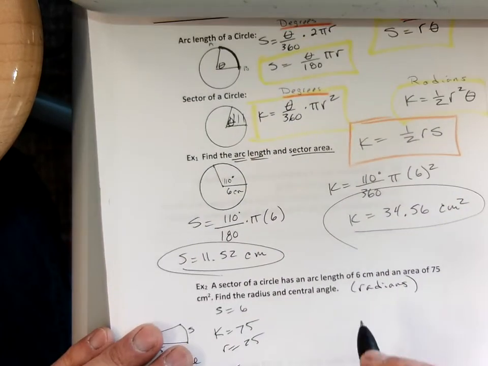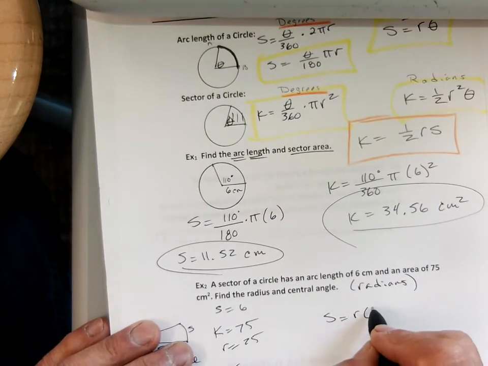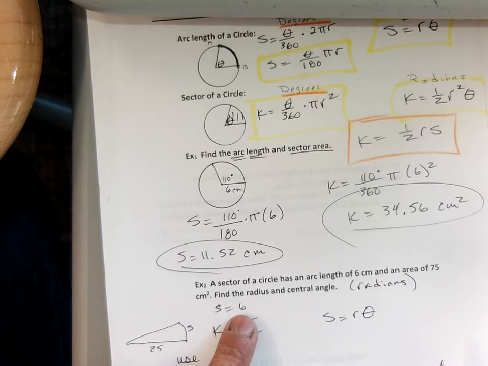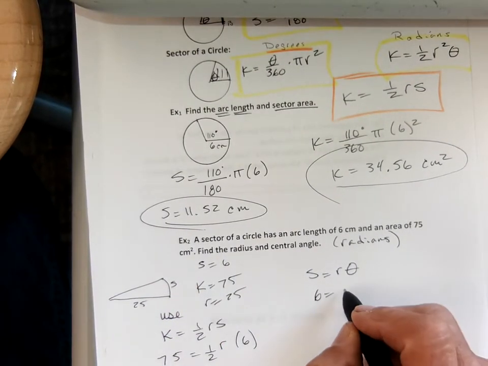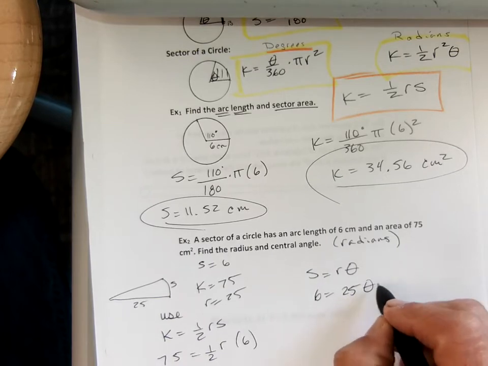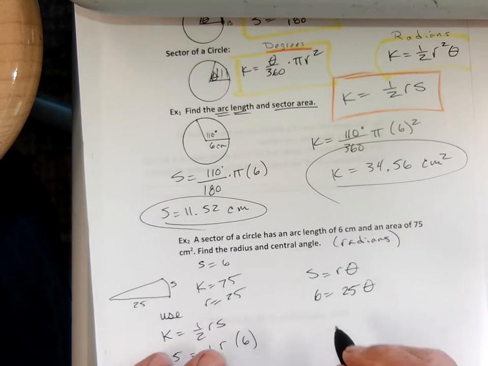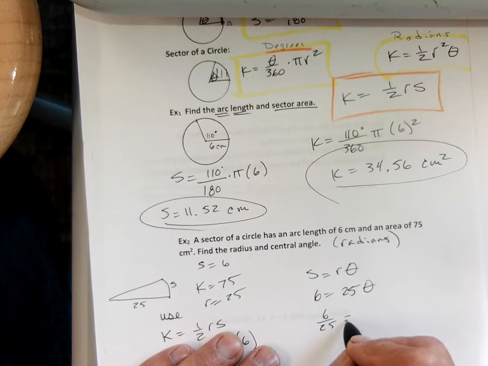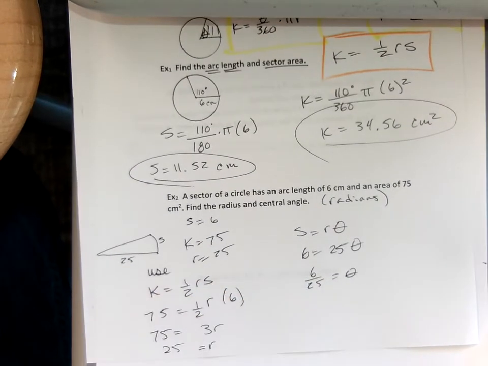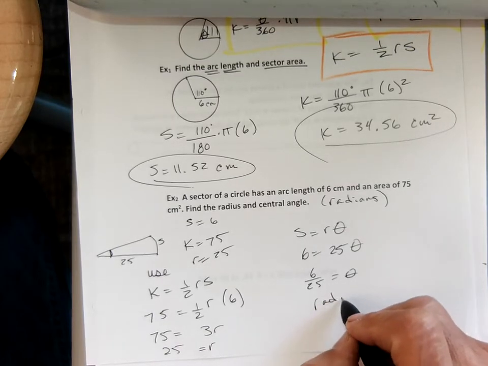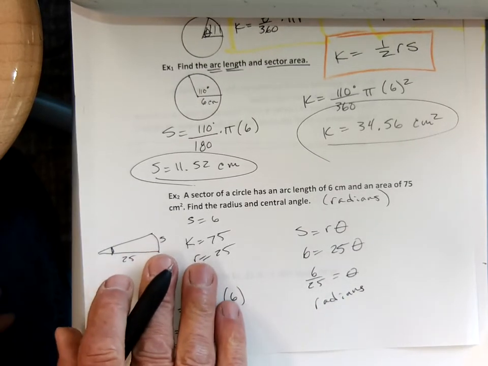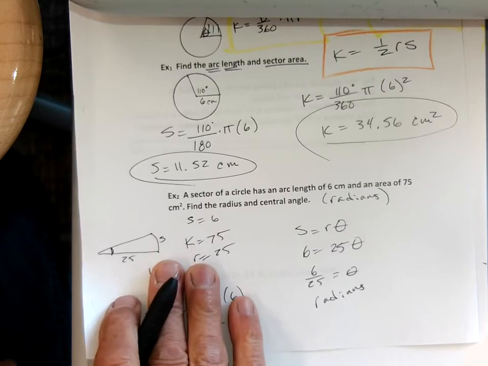It's easier, okay? So let's use our S equals R theta. I know S is my arc length. My R I know is 25 times theta. Divide. Now remember, that's an angle in terms of radians, 6/25. And I was pretty sure it was a small angle to start with just by the drawing, okay? That is an angle in terms of radians. Okay, ready to turn the page? I'll wait for you.